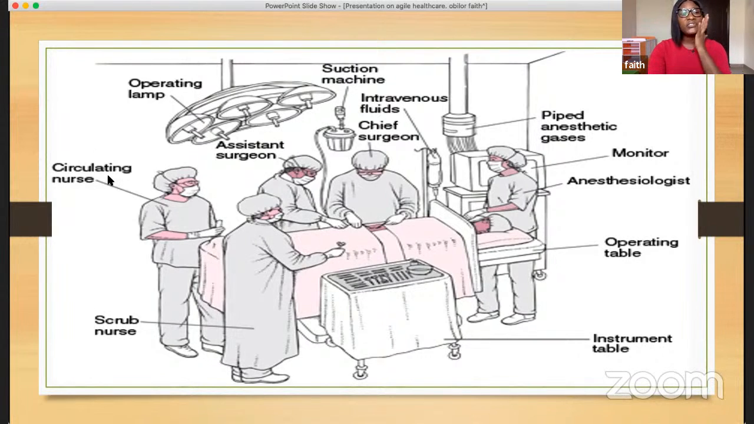Then we have the circulatory nurse. She ensures that everything done in the surgery, even before the surgery, is being done properly, and makes sure that the patient gets maximum satisfaction from the procedure that is going to be carried out. The circulatory nurse also ensures that everywhere is sterile and the supplies are in place. And we have the assistant surgeon that carries out the instructions given by the chief surgeon. And here is our patient.